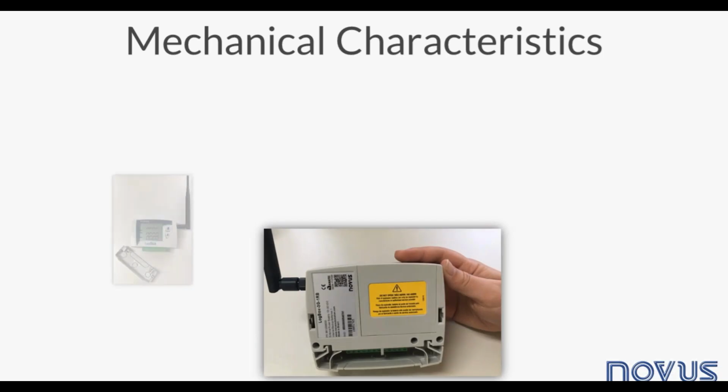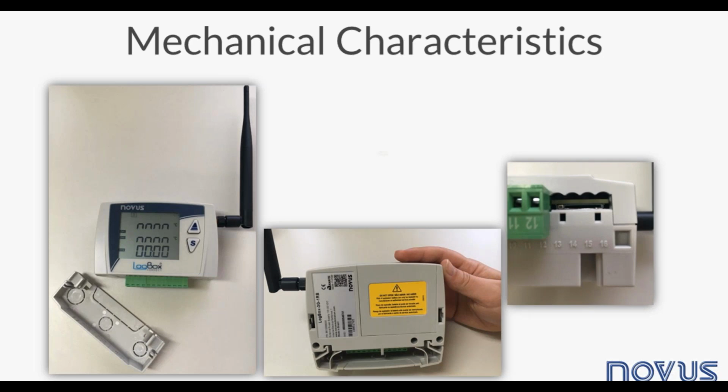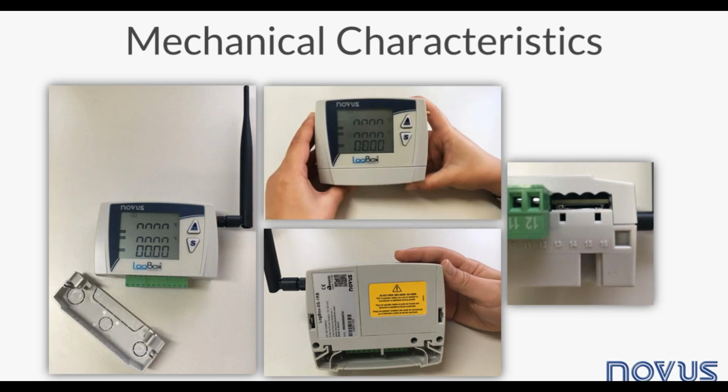Let's take a look at some Lockbox parts. We have here some pictures. It has an external and removable antenna that uses an SMA connector. The terminals are protected by a removable cover. The cover presents the pin identification for the terminals. The terminals are also removable to facilitate installation.